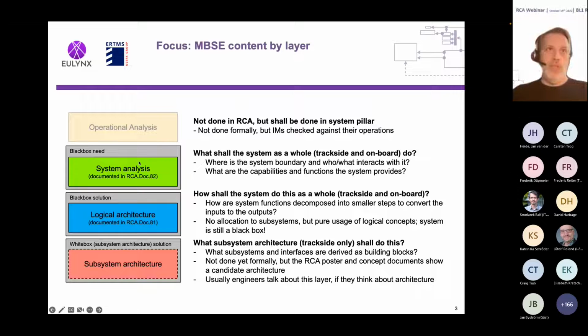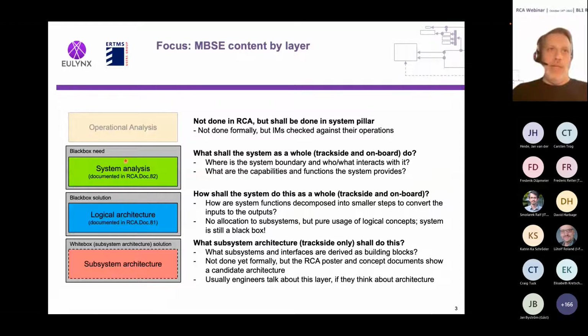We focused on the system analysis and the logical architecture. We did not completely do the subsystem architecture formally. So Davinda already told you that we have the poster, which shows a candidate architecture, but we didn't go into a formal detail in deriving this architecture from the upper layers completely according to the Arch process. That also has to be done, for example, in follow-up projects. Okay, so we followed on the green bit and on the blue bit here, and they have a distinct purpose inside the Arcadia methodology.